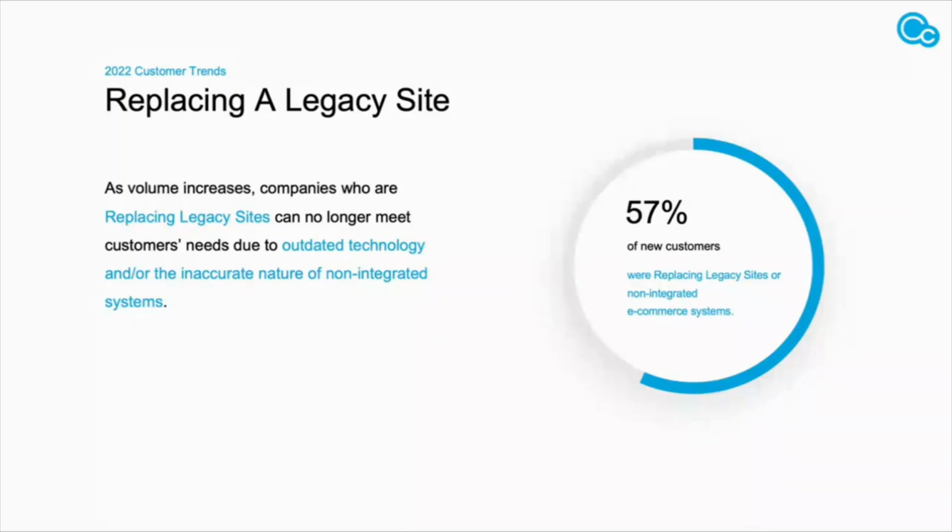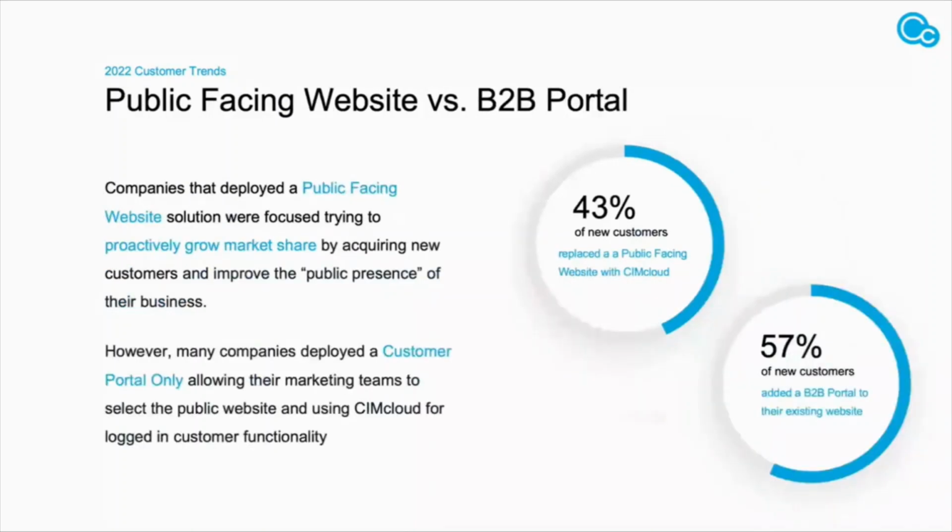The second thing we're going to talk about in a little bit of detail in section 2 is how customers can utilize CIMcloud either to replace those legacy websites and put a public facing website in place, or they could say, hey, our marketing team sits down once a week. They like doing different testing and different modifications. We want a complete open source public facing website, but then we want to utilize CIMcloud as a B2B customer portal off of that website.